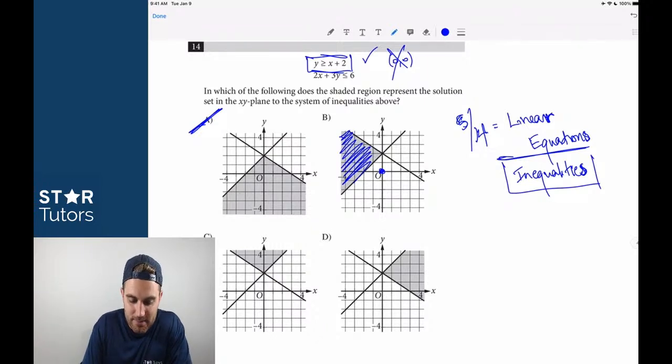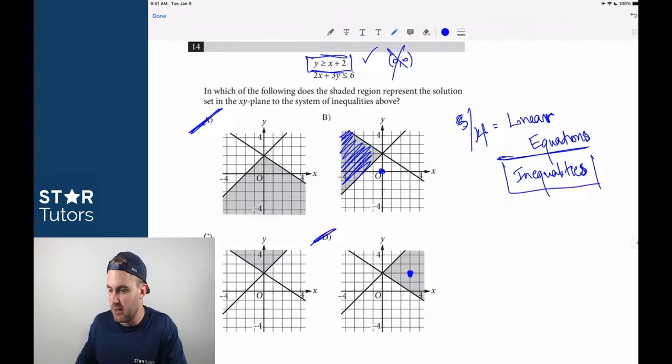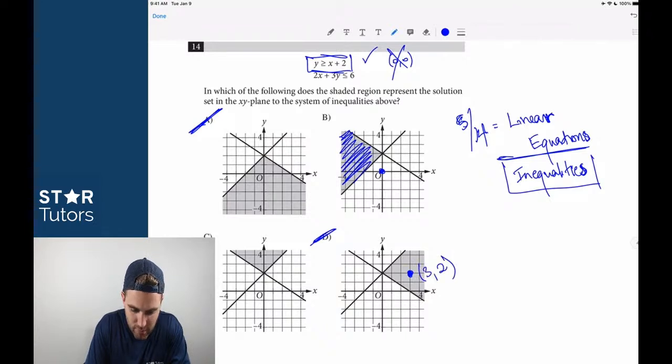Now let's say I pick a point over here, which is going to be 3, 2. I pick this point down from D and I say 3, 2. If I plug in 3 and 2, I get 2 is greater than 3 plus 2? No, that's not true, so D is out. Does everybody see how I'm doing that by just plugging in those answers? Thumbs up if you see what I'm doing there. I'm just plugging in shaded parts of this graph.